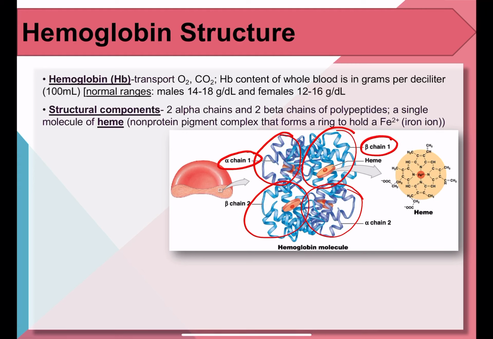And a single molecule is embedded within each of these chains, these red penny-looking things. That is what we call a heme group. Heme group is made up of all these different chemical structures, and it has an iron ion in the middle. So it has this ring structure that specifically binds to iron, and it is this heme group that allows hemoglobin to bind to oxygen.